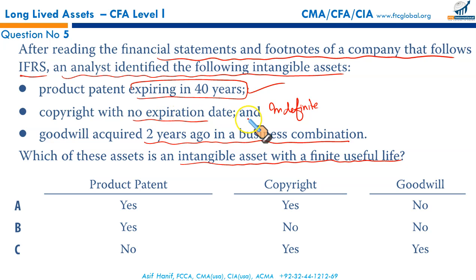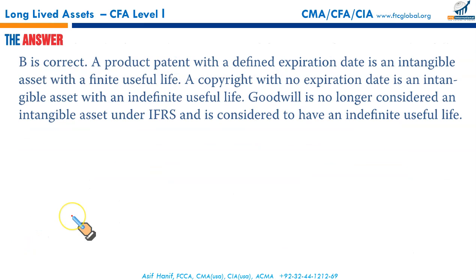Copyright with no expiration date is not an intangible with finite life, and goodwill is impaired. It is not considered among those assets with finite life. So only the first element: product patent yes, copyright no, goodwill no. So it's going to be yes, no, no. That makes B the correct option.